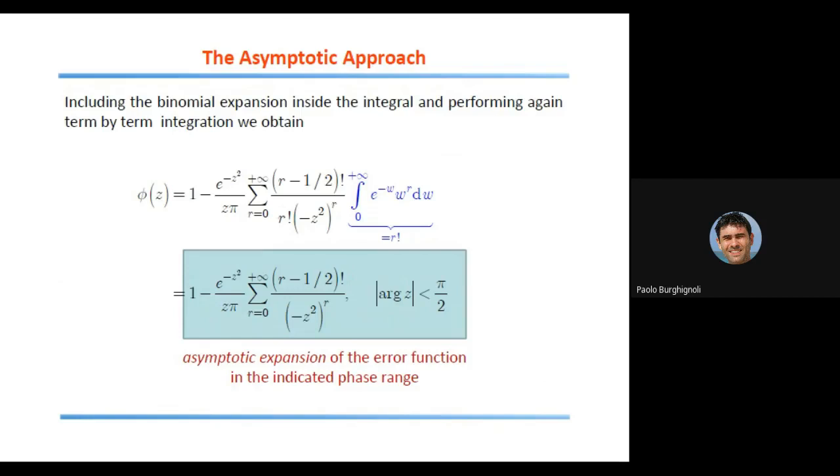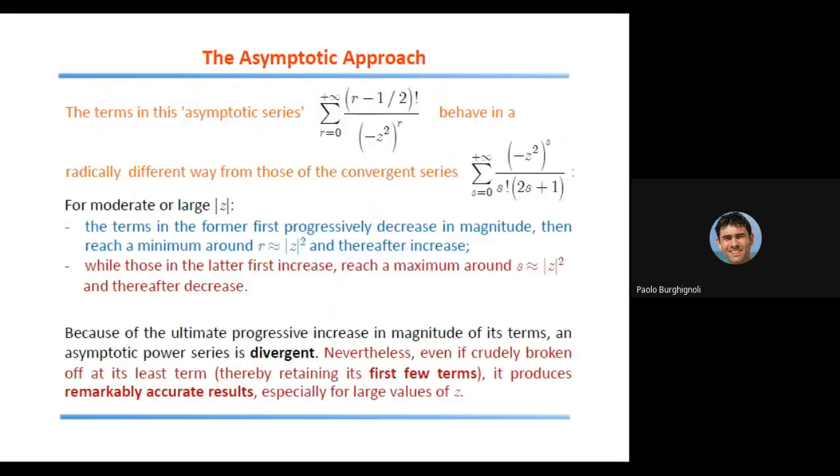Well, if you study the behavior of this infinite summation, you will discover that its behavior is completely different from the behavior of the power series we obtained in the initial approach. In the asymptotic series, the terms first progressively decrease in magnitude, then they reach a minimum around the index r more or less equal to the absolute value squared of z, and finally they increase. Whereas in the convergent expansion we saw at the beginning, the behavior was opposite. The terms first increased and then they decreased.